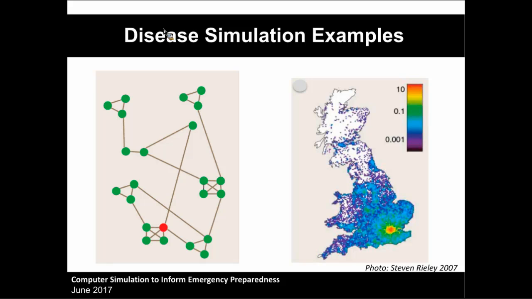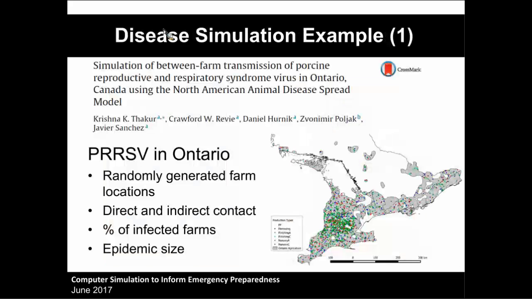So before we go further, I would like to talk about two examples of infectious disease simulation models done here in Ontario. Then walk through our ongoing and upcoming research. The first example is a population level disease simulation model. It was done for the province of Ontario.